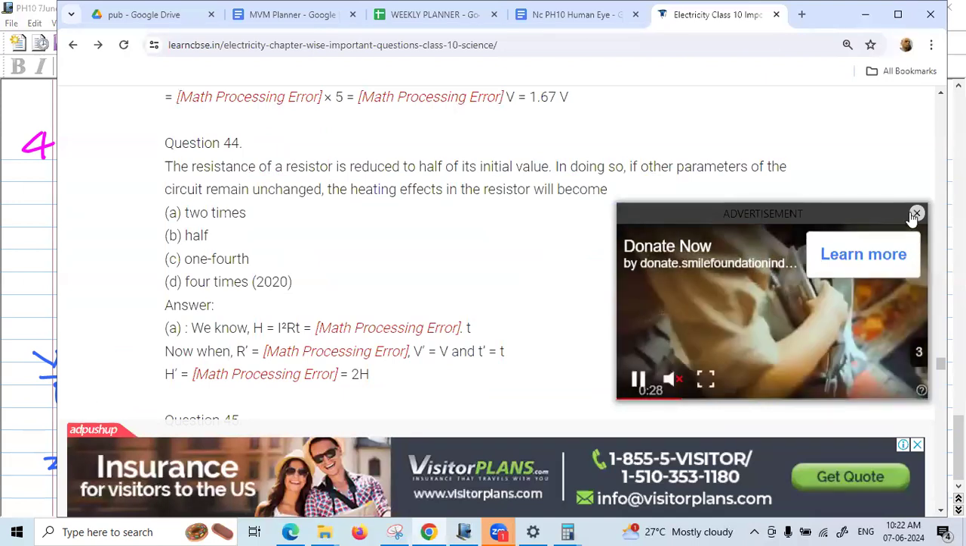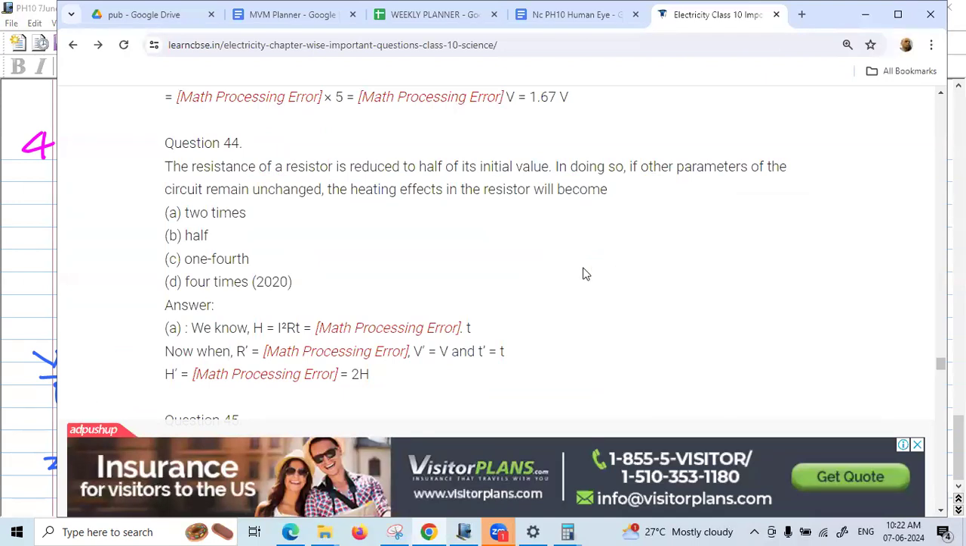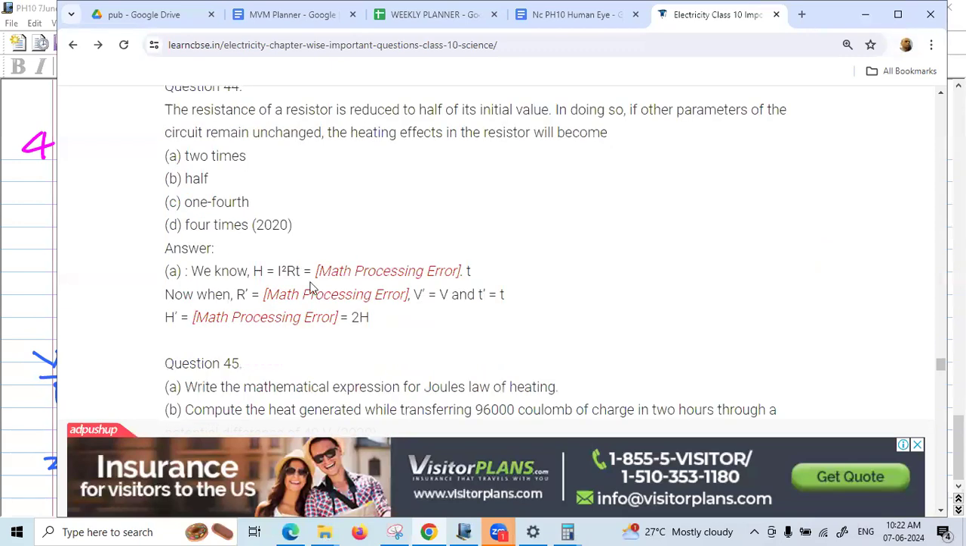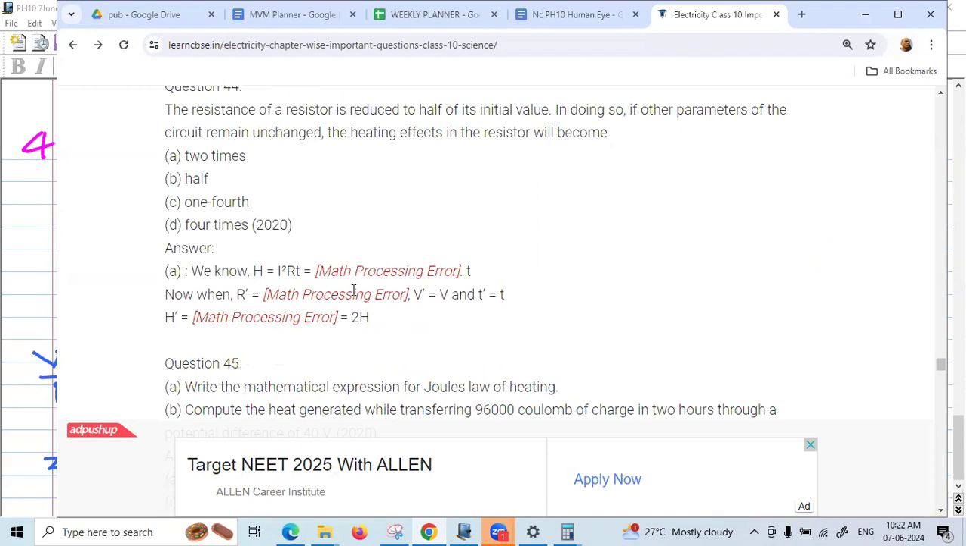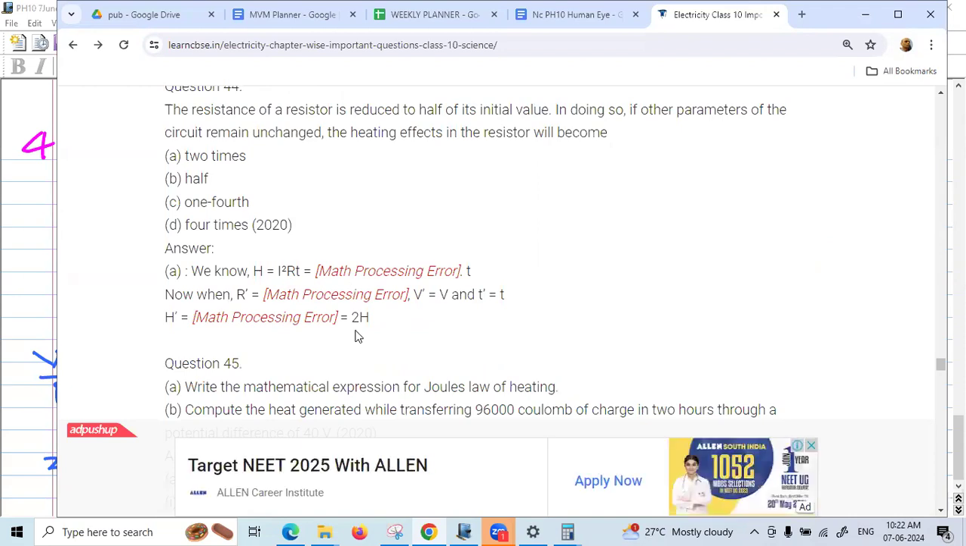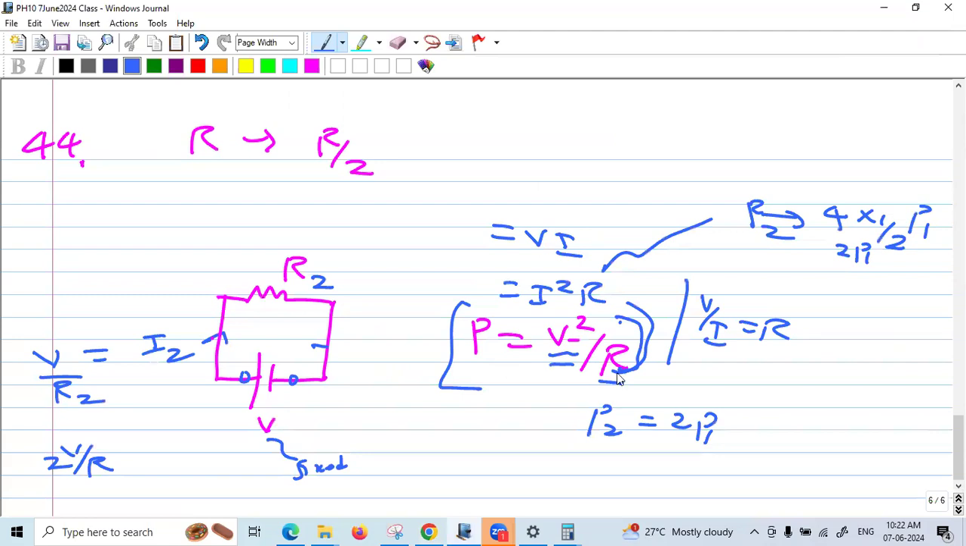Let's go. Yeah, here they use I square R T. Then you have to find I and R. So I is changing by some factor, R is reduced by half. So you have to multiply these two to get the change in the power dissipation. So you can straight away use this for all this simple.